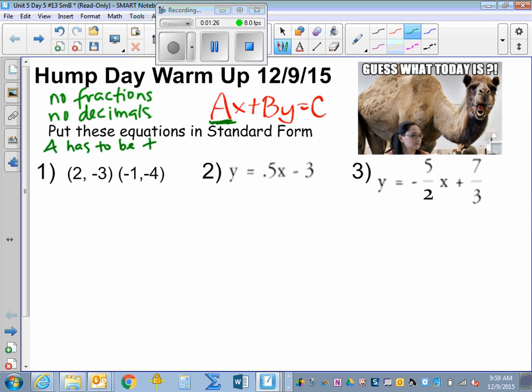Okay, so for numbers 2 and 3, they gave us an equation. We just have to get it into standard form. But number 1, they didn't even give us an equation. This was like some of the problems on your homework last night. So we need to first write an equation with information we already know, and then we can change that into standard form. So what other kind of equation do I know other than standard form? What's my other one?